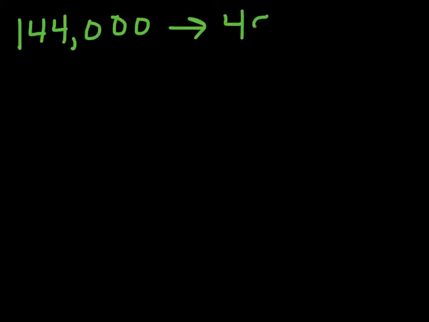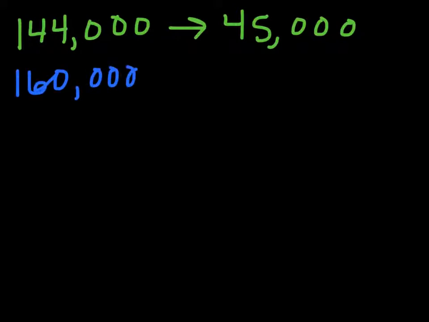Last year, a winter resort had 144,000 visitors, including 45,000 snowboarders. This year, the resort had 160,000 visitors, including 56,000 snowboarders. In which year was the fraction of snowboarders the greatest?